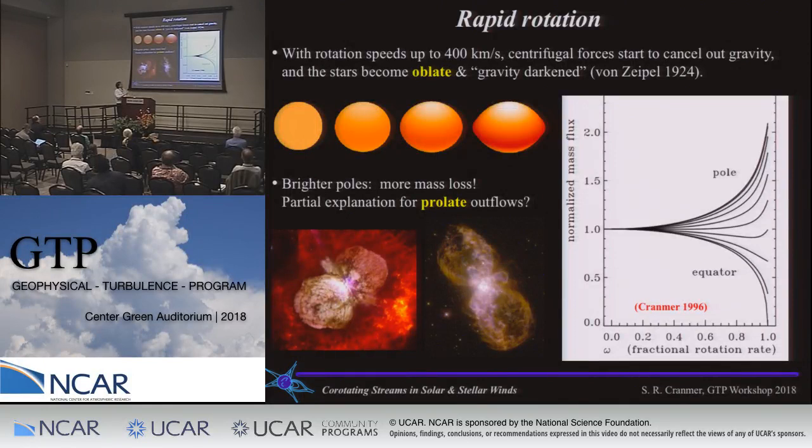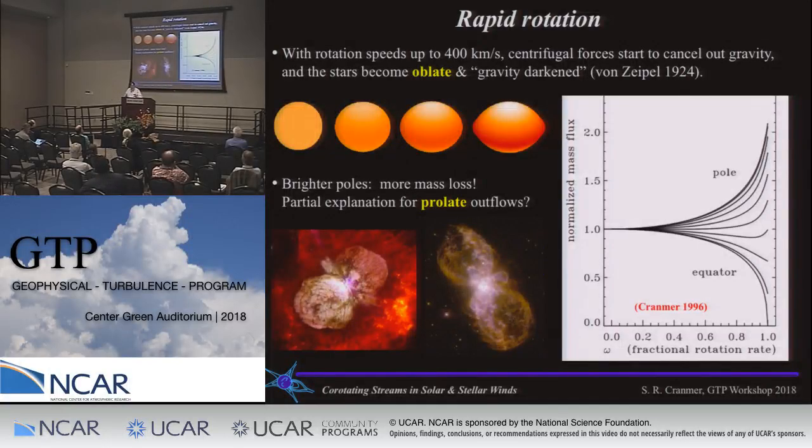And the poles are bright and the equators are dark. We've seen this in eclipsing binaries, and we've observed it in plenty of stars. But because the poles are brighter, there's more photons coming out the poles. These radiation-driven winds will drive stronger winds out the poles too. So there's been thought, I worked on this for my PhD thesis ages ago, but we also think this might be applicable to some of the prolate evolved star outflows that we see, like Eta Carinae and things like that. More mass coming out the poles than out the equatorial regions.